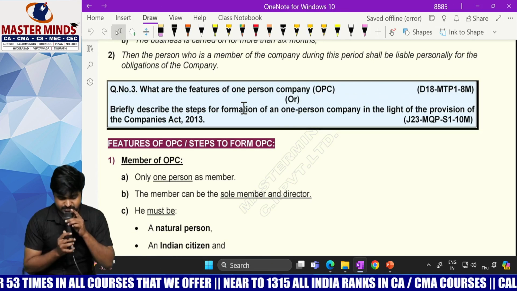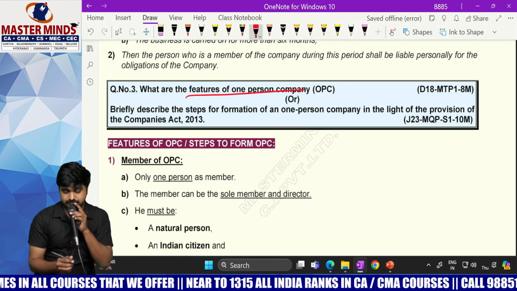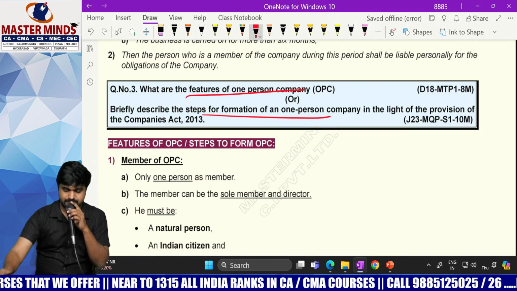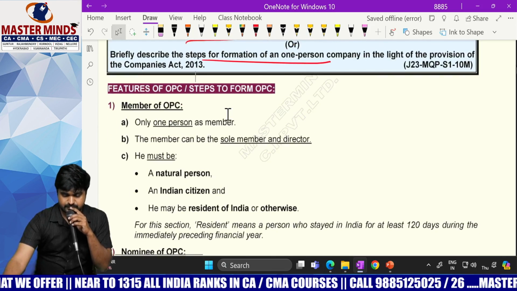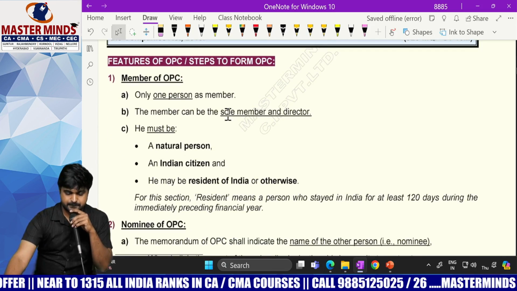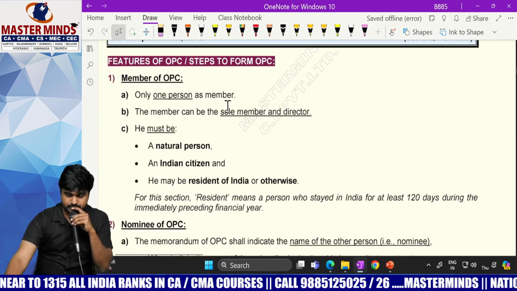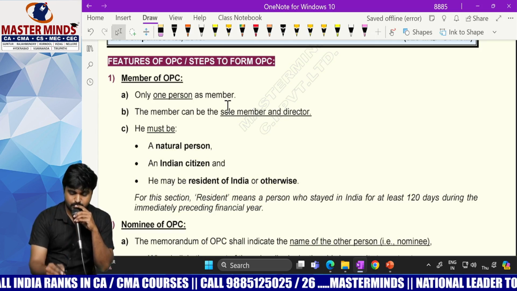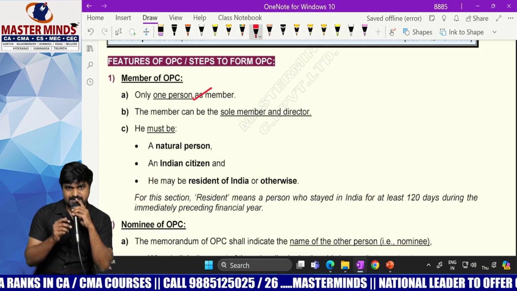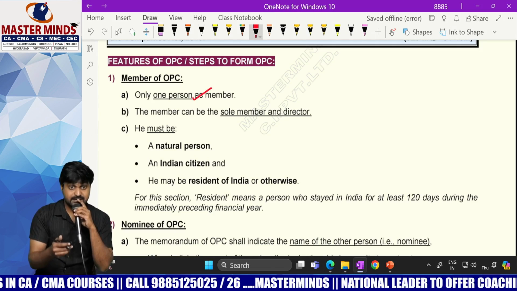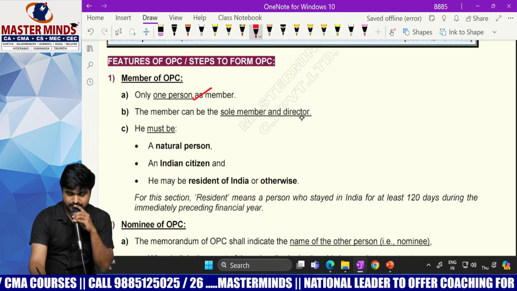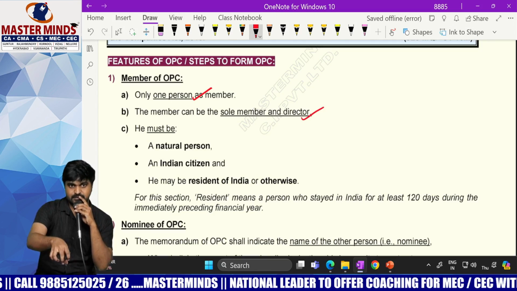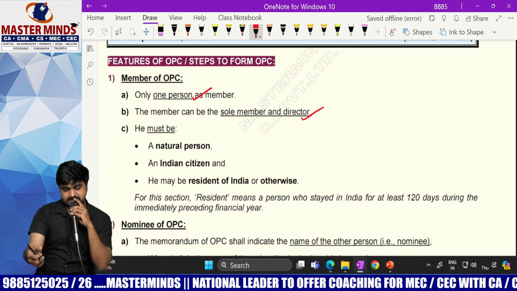So whether the question is about features of OPC or about steps for formation of OPC, the answer will be same. Features of OPC, steps to form OPC. Member of OPC. So member of OPC, how many persons will act like member here? Only one person. Okay, can he become director? Yes, not mandatory, but he can become director also. He can take two roles, one as member, other as director.